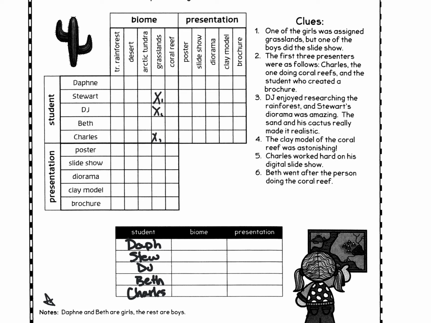Then it said one of the boys did the slideshow. So slideshow cannot be a girl. So I know Daphne is a girl, and I know that Beth is a girl. Okay, now we can read into this a little bit further too, because one of the girls was assigned grasslands and the boy did the show. So the grassland can't have a slideshow. All right, so if I find grasslands and I follow it down, it cannot be a slideshow. So I can eliminate this box right here, again, because of clue 1.